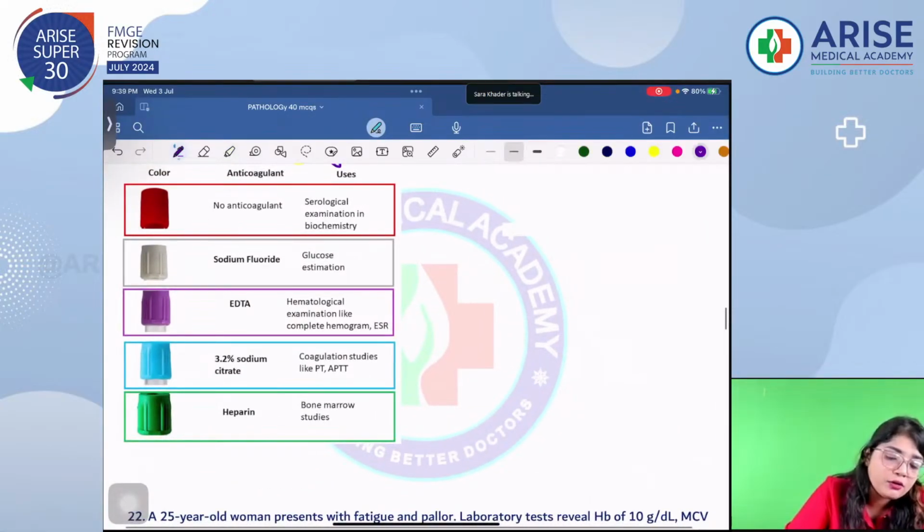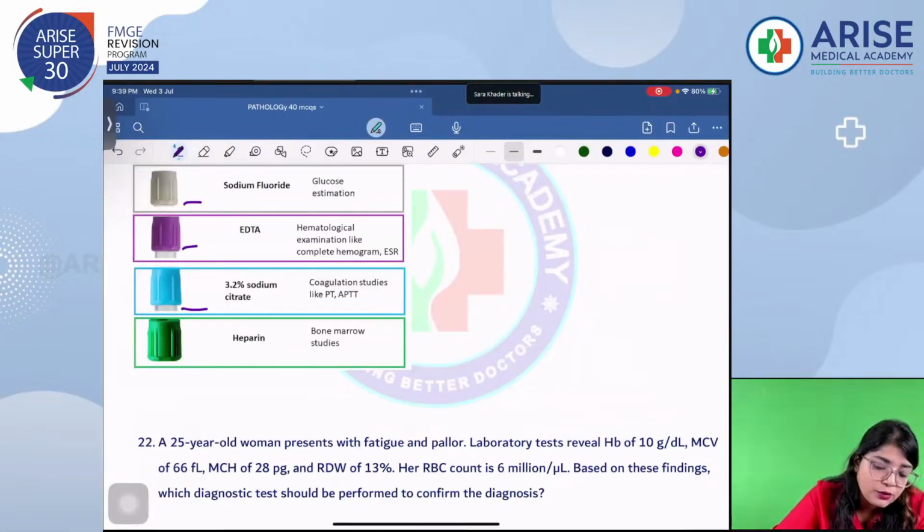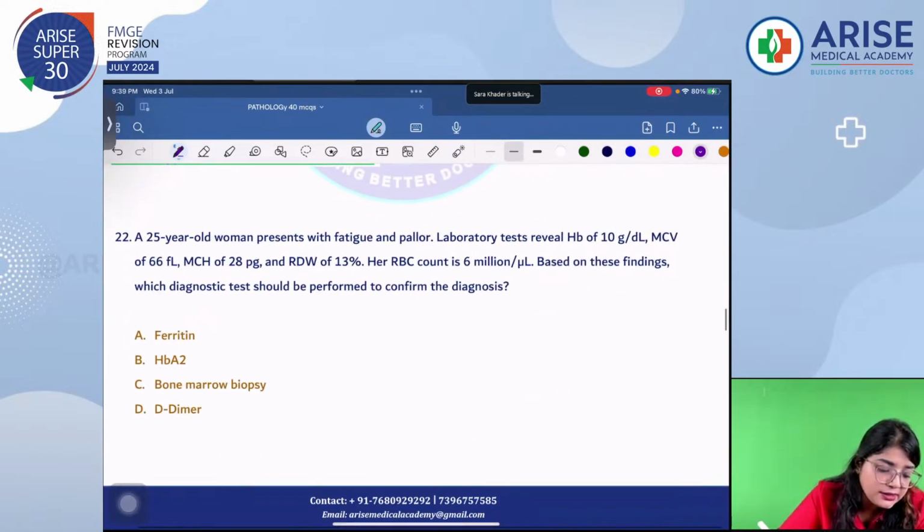You have your clot activator. This has been asked. Clot activator. There is no anticoagulant in this one. Okay. Sodium fluoride is gray. Purple is the most common, which is EDTA. 3.2% sodium citrate is used for coagulation studies, while green is heparin. Okay. Now look at this next question and try to answer.